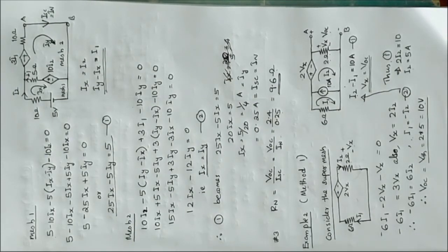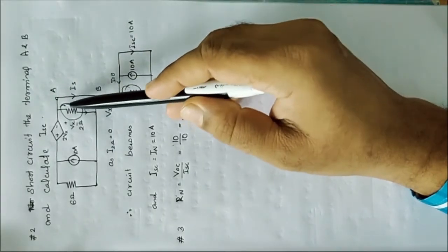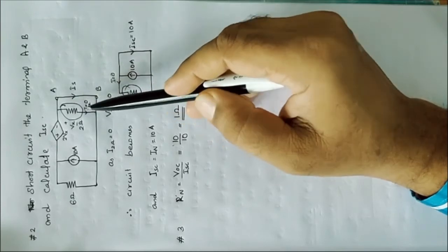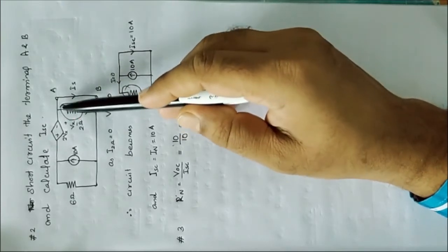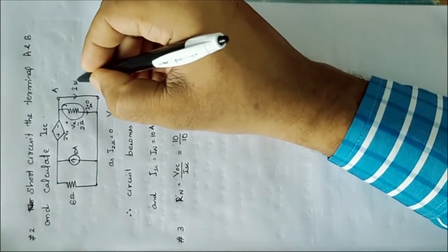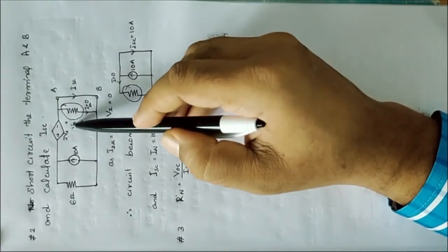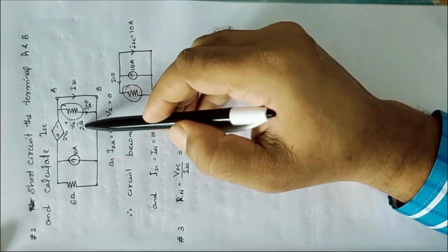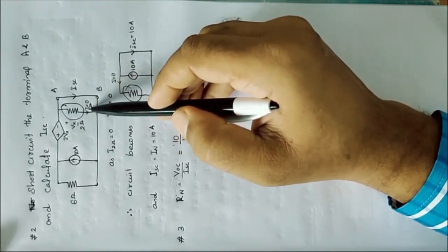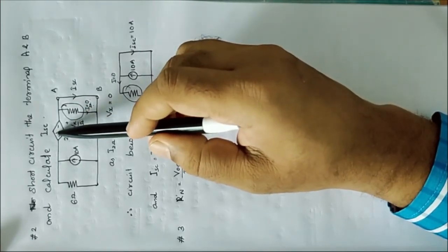The first step in method 1 is to obtain VOC by the conventional method, and we got VOC as 10 volt. So the next step is to obtain the short circuit current by short circuiting the terminals A and B. When we short circuit the terminals A and B, the current flowing through this 2 ohm resistance becomes 0. Why? Because current will flow through the easiest path. So this is your ISC, the short circuit current. When the current through the 2 ohm resistance becomes 0, Vx becomes 0, because Vx is equal to this resistance into current. When Vx becomes 0, this voltage source becomes 0.